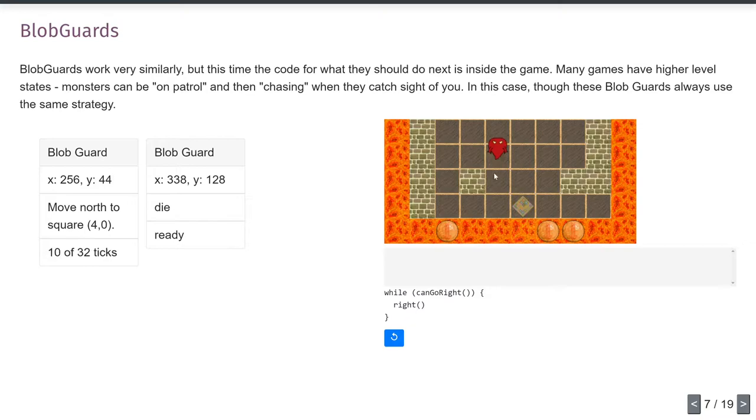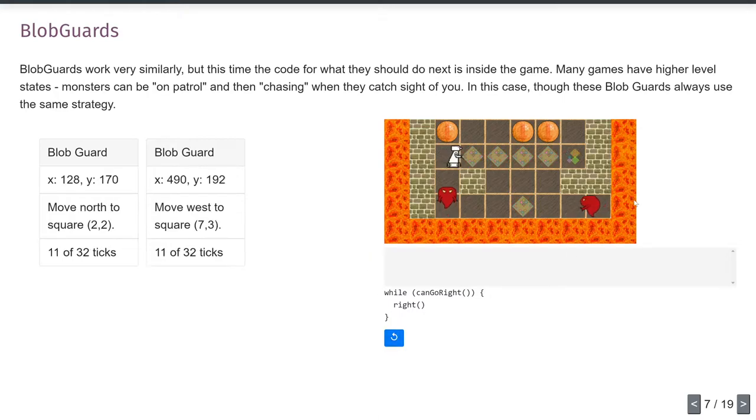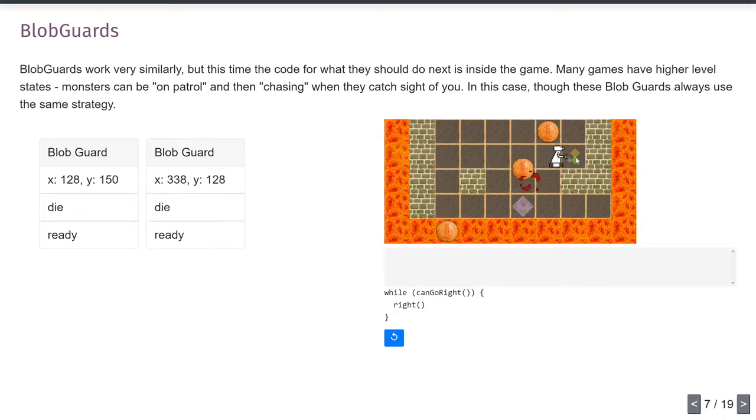So this one here is on patrol, just moving in random directions, while the other one over here has a homing strategy. It will always try to home in on the square that Snowbot is in. But fortunately, we managed to sneak past it. Okay, so that's those ones.